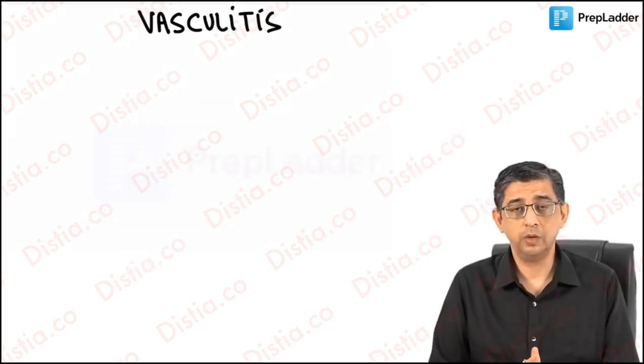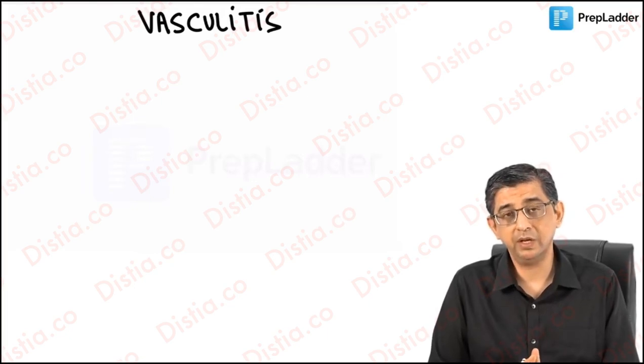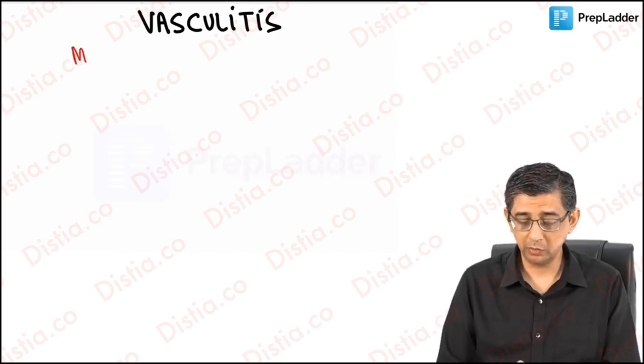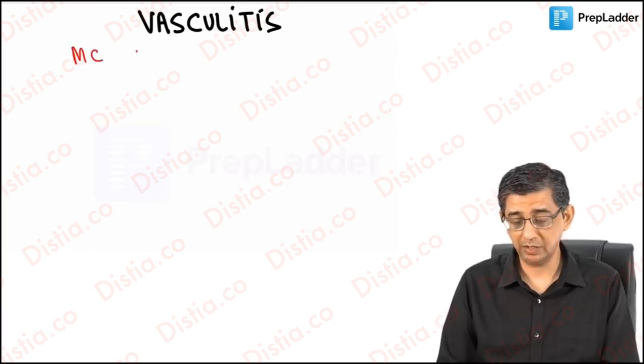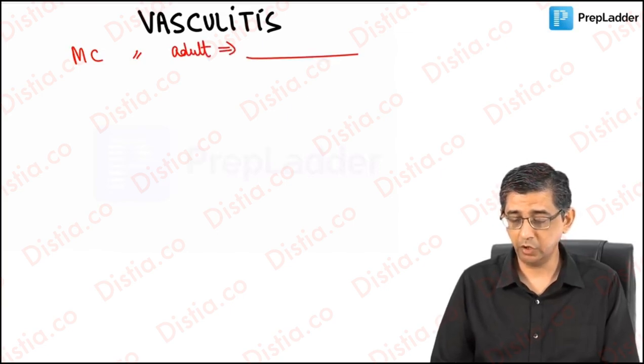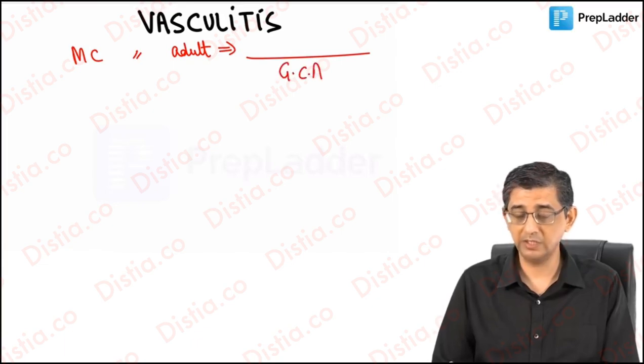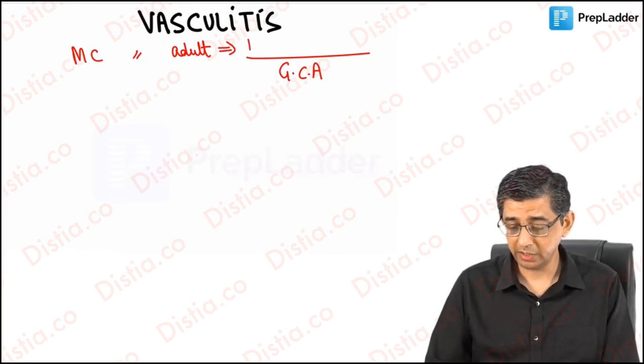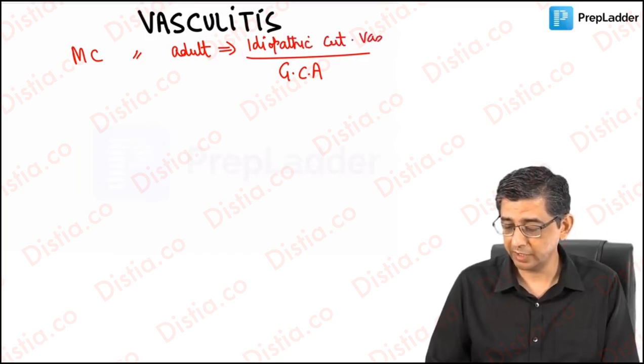Hi guys, welcome back. The topic we're gonna study next is vasculitis, and I'll try to solve some controversies here. One, if they ask you what is the most common subtype of vasculitis when it comes to adult population, then when I was a student at your age, I used to always read regarding giant cell arteritis. But in the current edition of Harrison, he has categorically mentioned idiopathic cutaneous vasculitis as the most common variety.